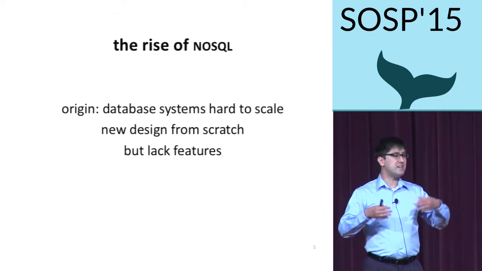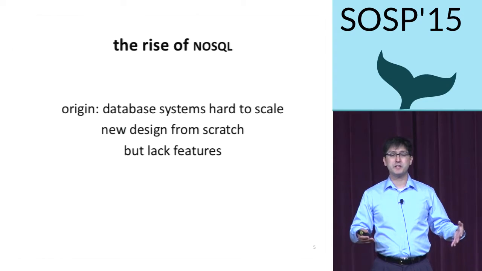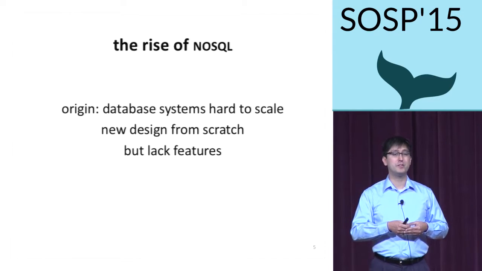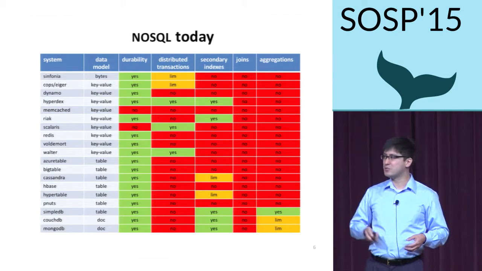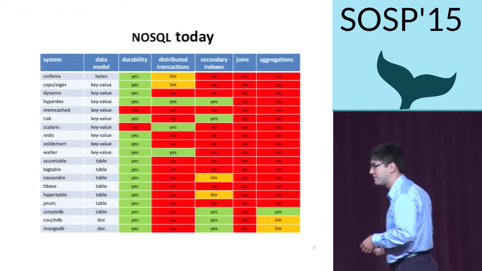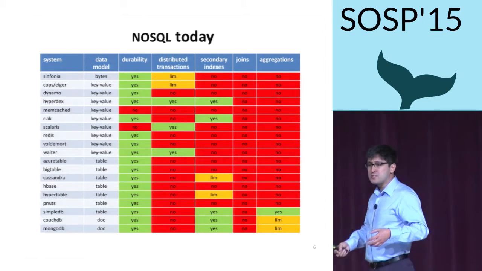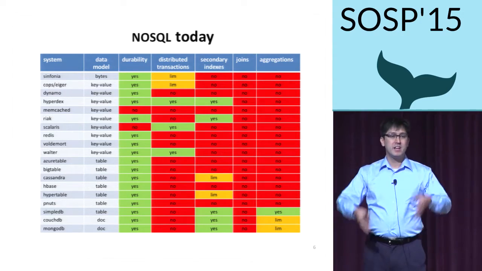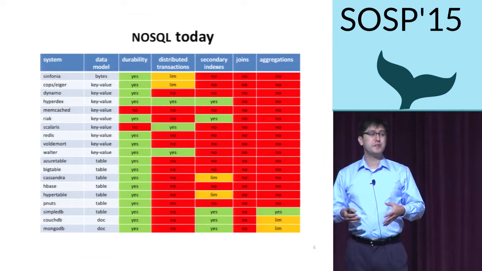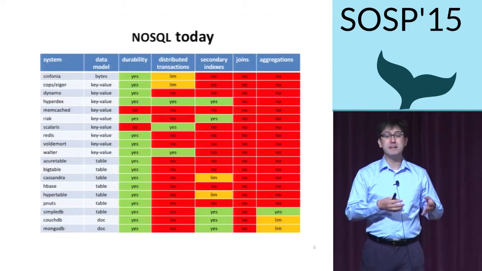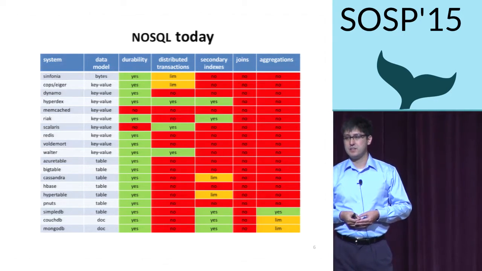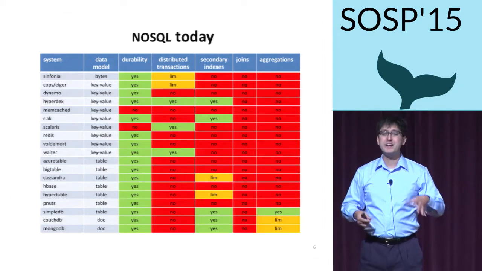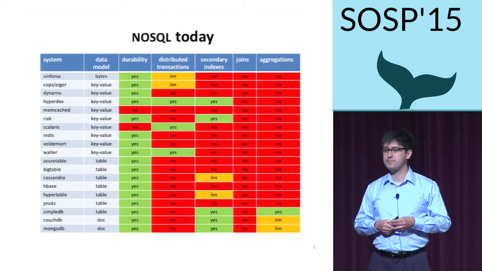Now, the thing is that these systems lack a lot of features, but they have been evolving over time. And they have, in fact, proliferated like rabbits. And this is what the NoSQL landscape looks like today. This table shows 19 different NoSQL systems, one for each row. And the columns show SQL features that the NoSQL system may or may not provide. You don't have to worry about all the details of this table here, but there are 3 high-level points that I'd like to make here.